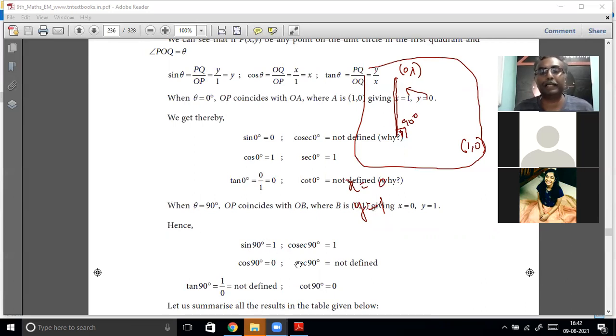Hence, sine 90 is equal to what? Opposite side by hypotenuse. Opposite side is 1, hypotenuse is also 1. So sine 90 is equal to 1. Cos 90 is equal to adjacent side. Adjacent side becomes 0. X's value is 0.